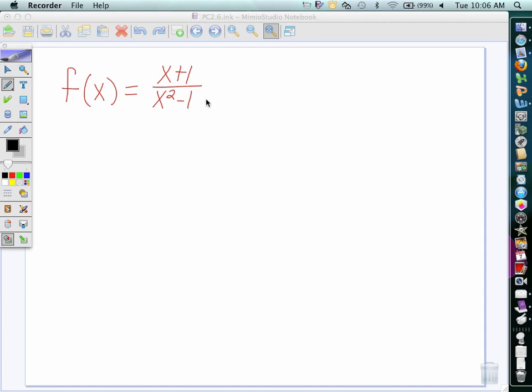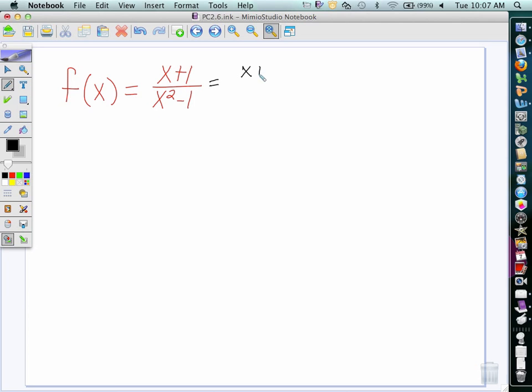The first one that we're going to do is f of x equals x plus 1 over x squared minus 1. One thing to keep in mind is that you need to look to see if any of your polynomials, whether it's on top or bottom, can be factored. The reason why you'd want to try to see if your polynomial can be factored is because then you're going to be able to simplify it.